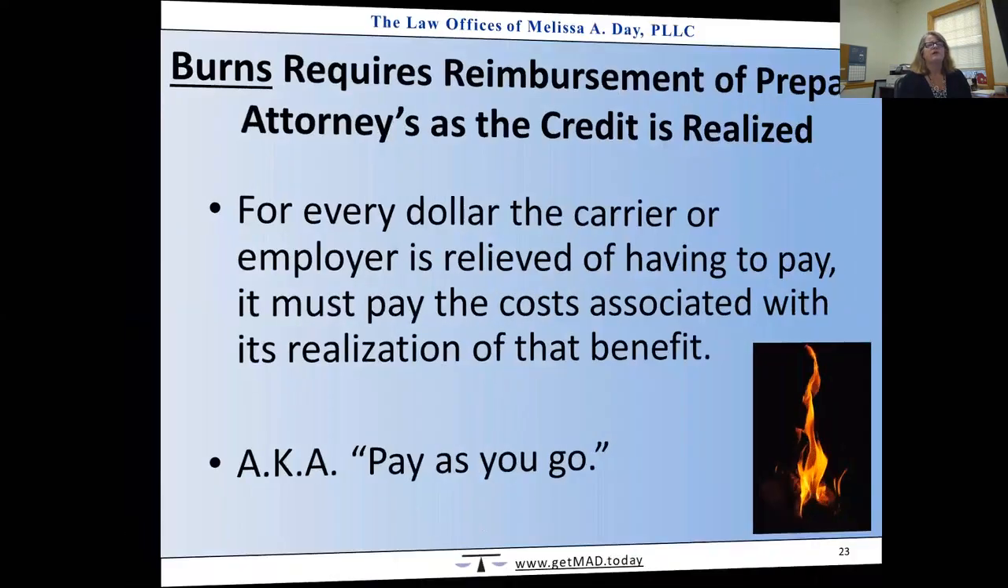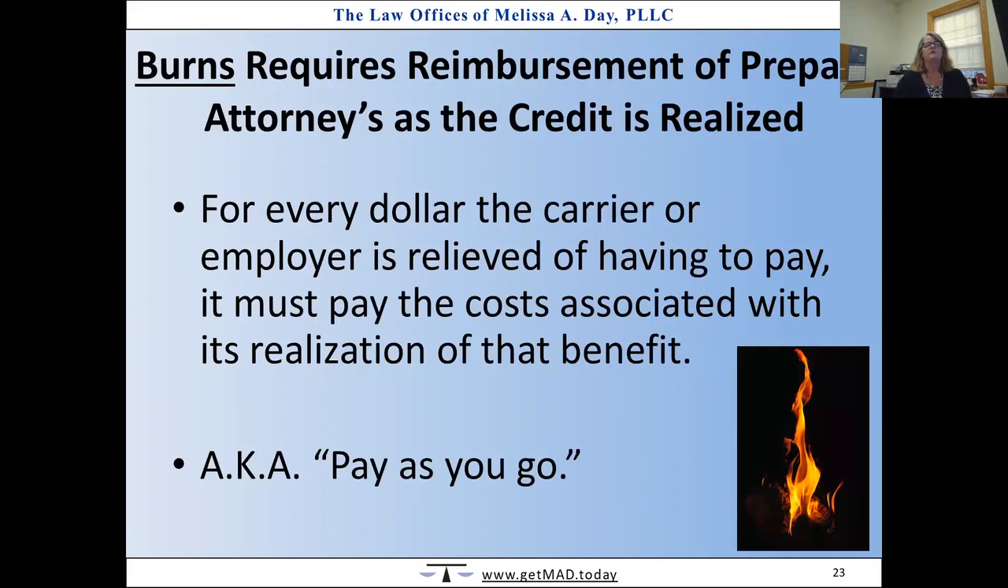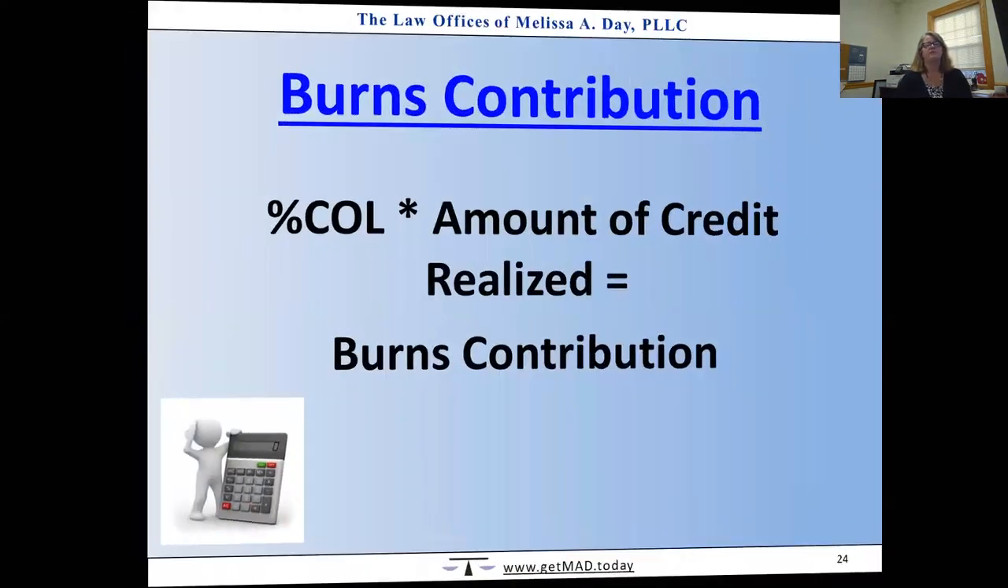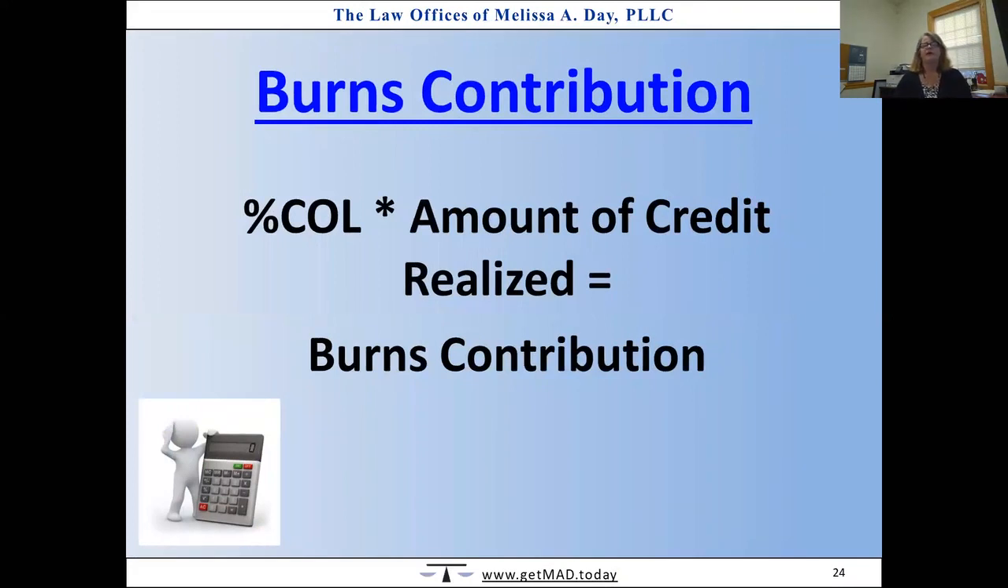I'm missing a slide here. My example will, I think, do a good job at showing how the Burns contribution is paid.